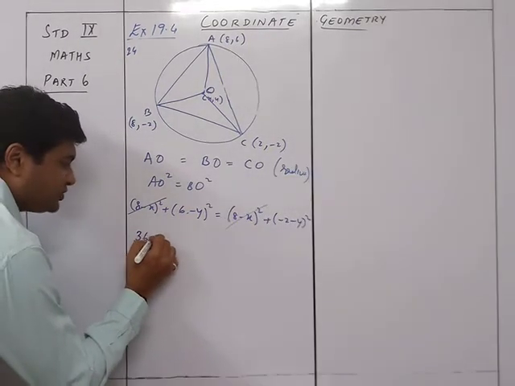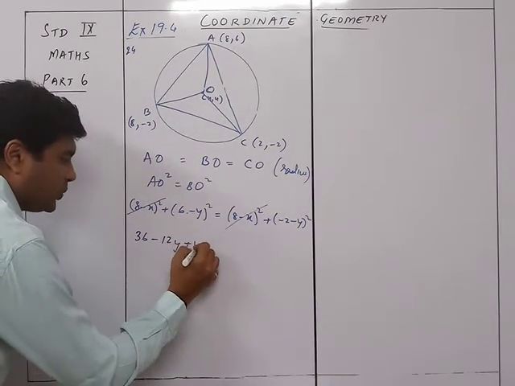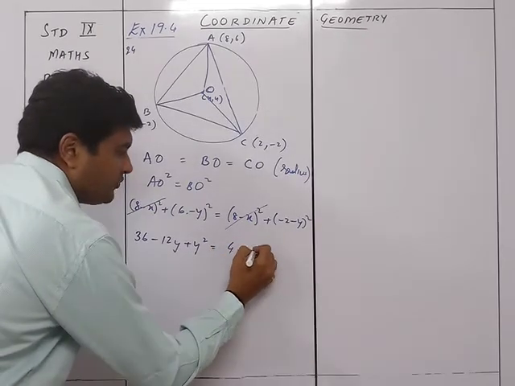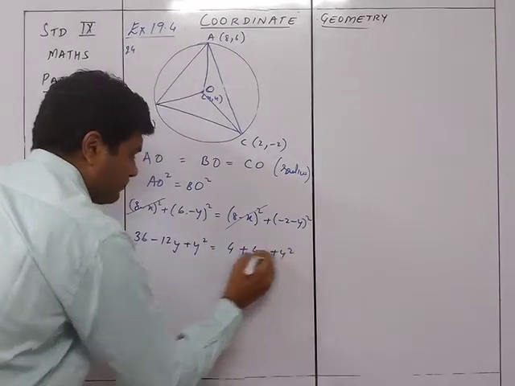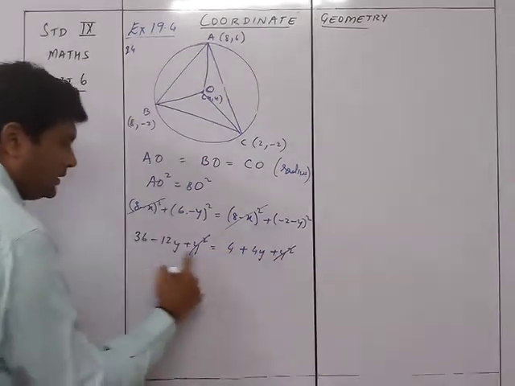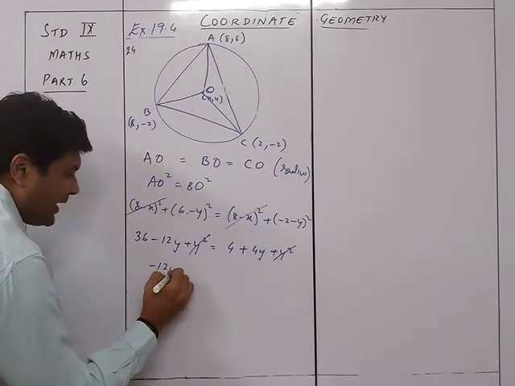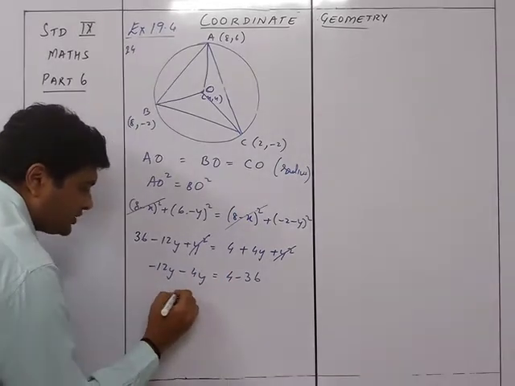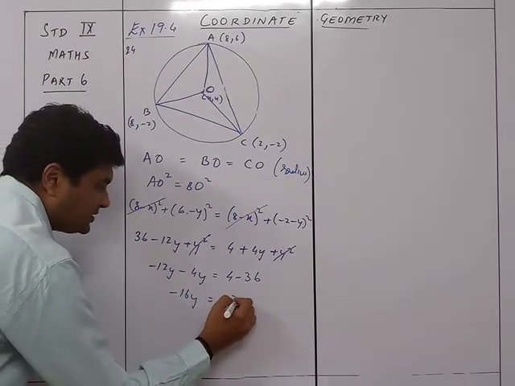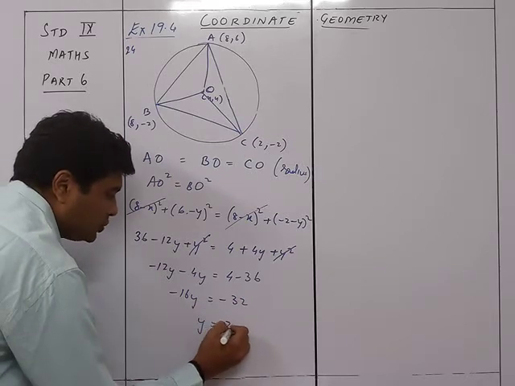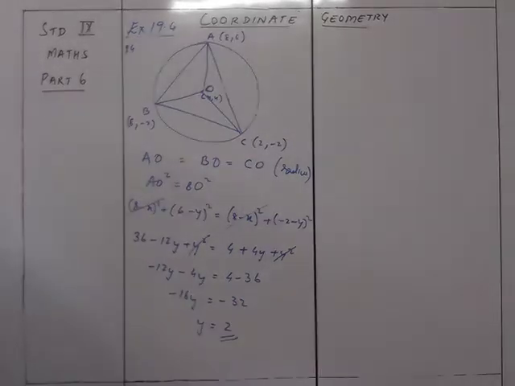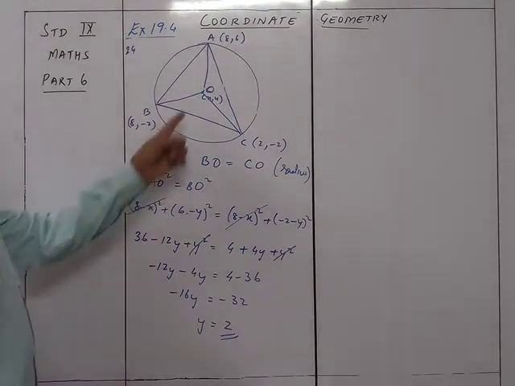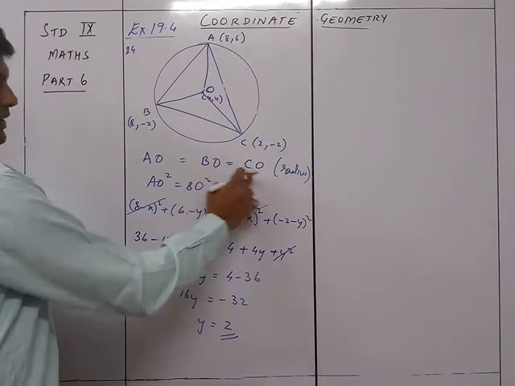So it is 36 minus 12y plus y square equals 4 plus 4y plus y square. Y square gets cancelled. This will be minus 12y minus 4y equals 4 minus 36. So that's minus 16y equals minus 32. So y equals 2. Now I got the value of y as 2. Now take the next thing.